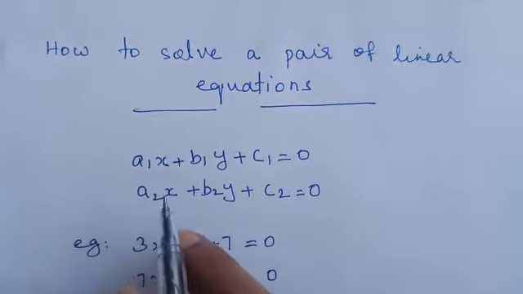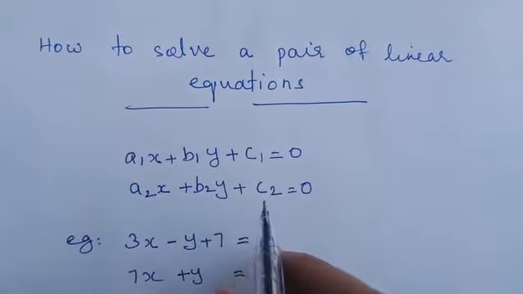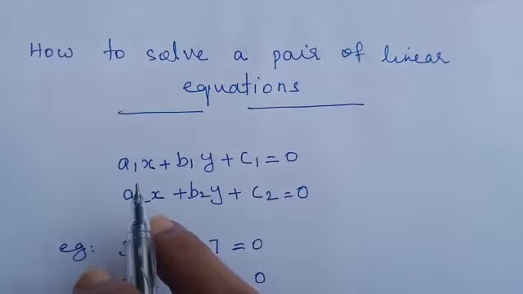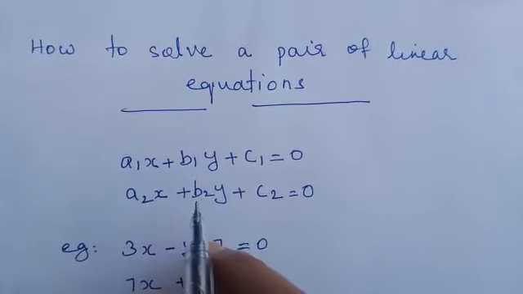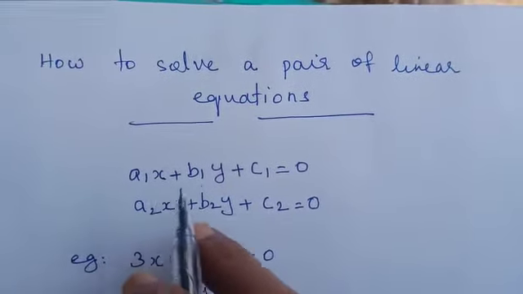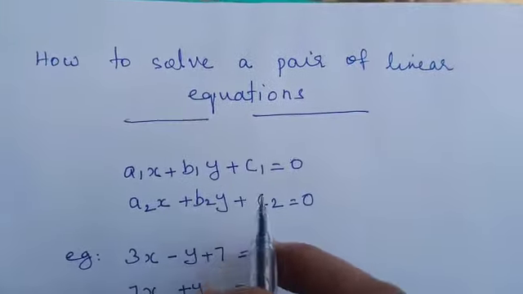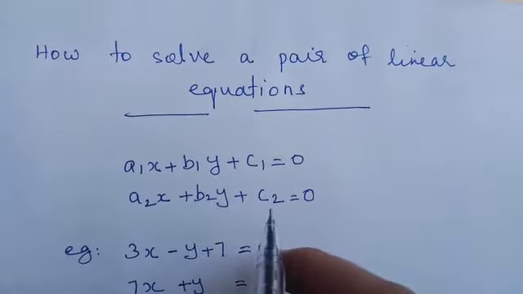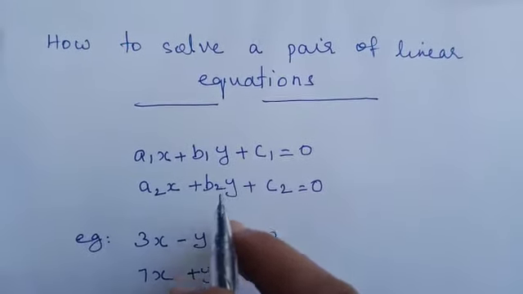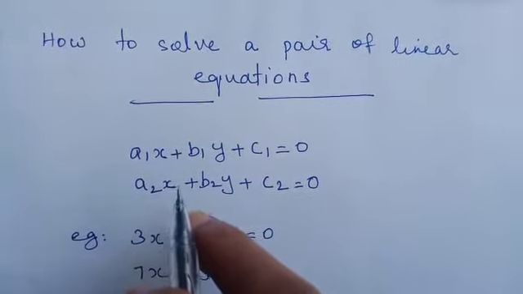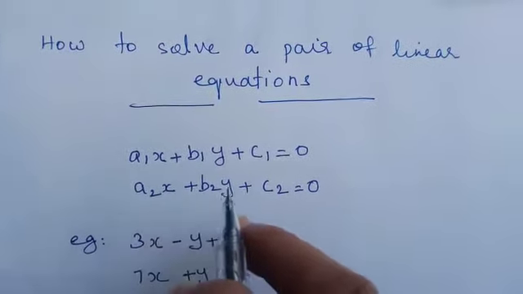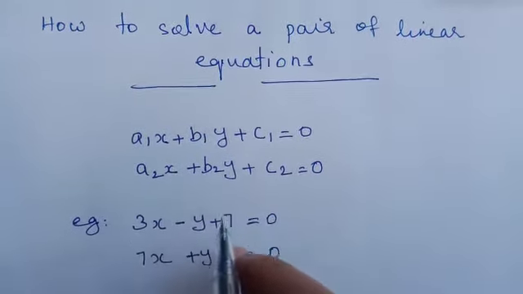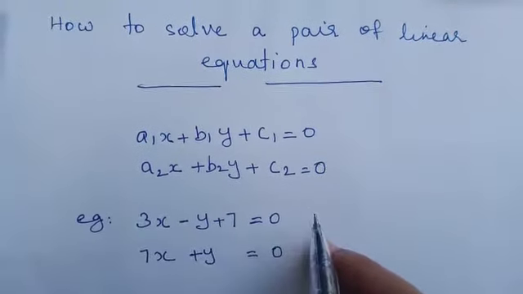Then a1, a2, b1, b2, c1, c2. In this case, a1, a2, b1, b2 are real numbers, that is, the coefficients of x and y. Then c1 and c2 are the constants. Then how we will solve these equations and get the answers x and y, that is today's portion.